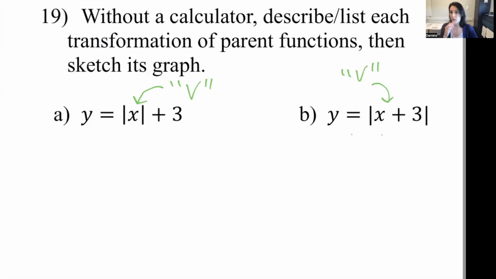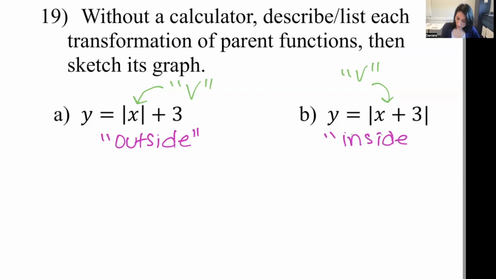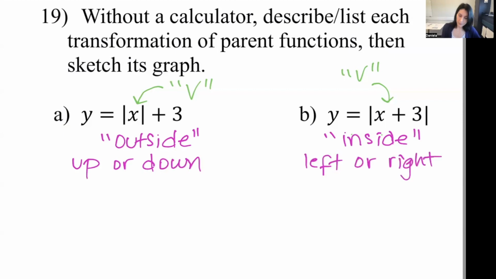If it was squared, it would be a U shape, so on and so forth. Now notice that the +3 on this one is on the outside of the absolute value, as opposed to the +3 here, which is on the inside. Whenever you have an addition or subtraction on the outside, you're always going to end up going up or down. Whenever you have the addition or subtraction on the inside, you have to memorize that that's always going to be either left or right.